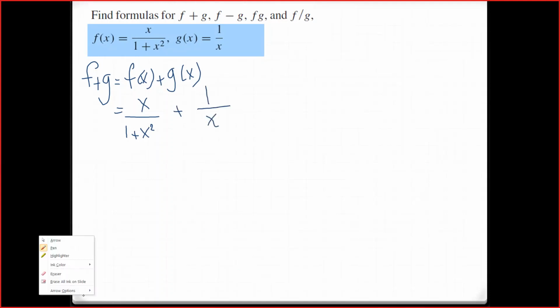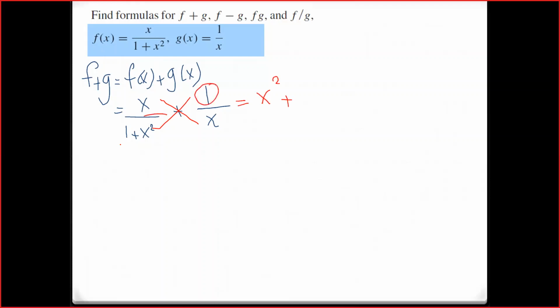Then, as you said before in grade 10, if you have two fractions that are added, you can use the butterfly way. X multiplied by x is x squared plus 1 multiplied by 1 plus x squared, over 1 plus x squared times x. Okay, here you have to find the common denominator.